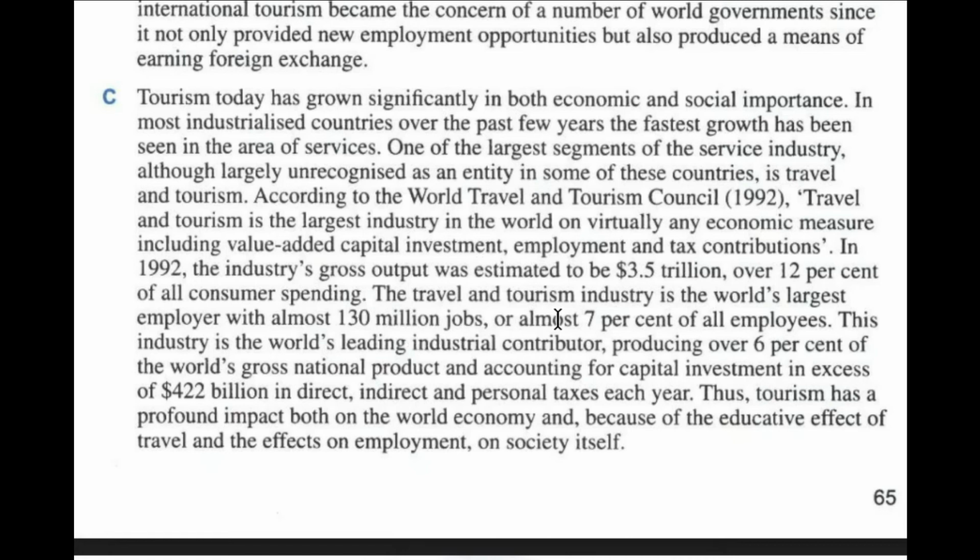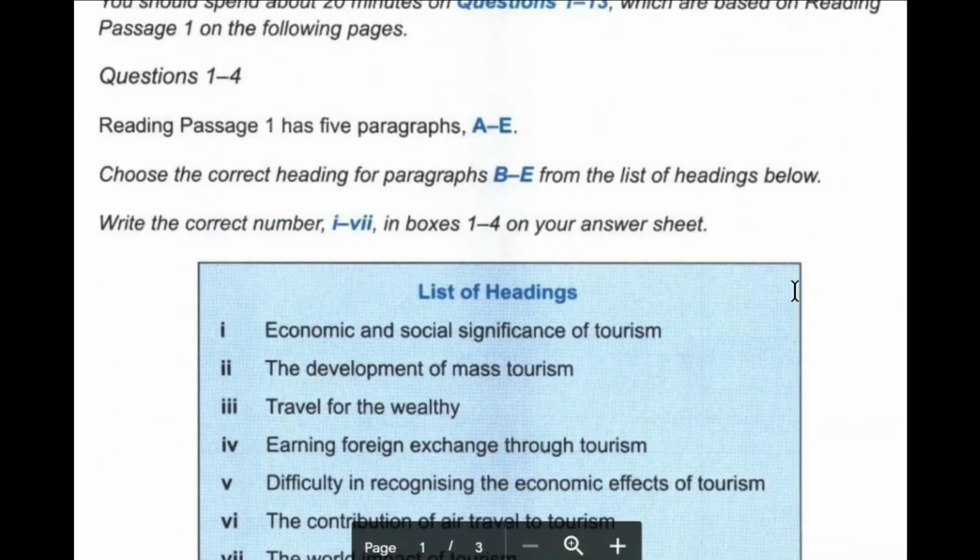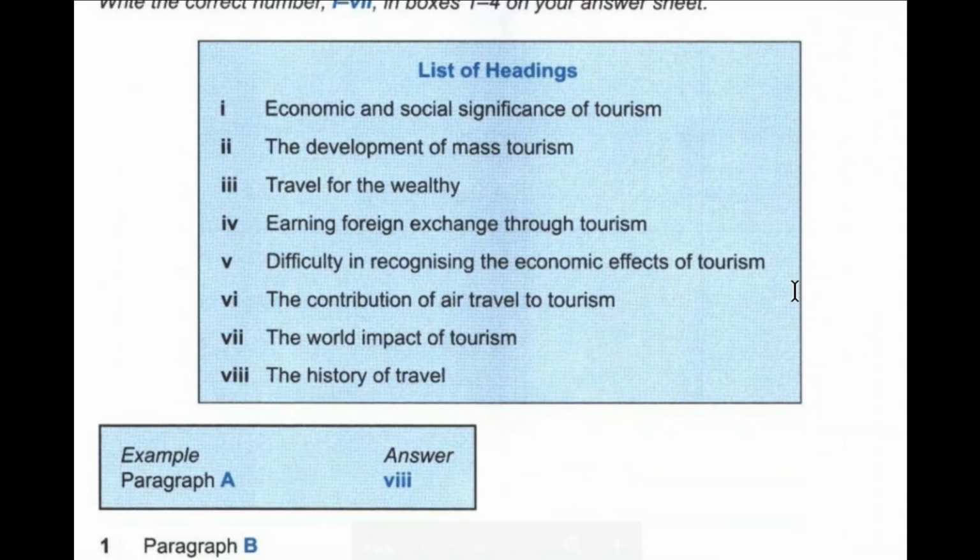Like million jobs, the travel and tourism industry is the world's largest employer with almost 130 million jobs. So the word is mentioned over here, but the World Travel and Tourism has nothing to do with the central idea of the paragraph. The central idea of the paragraph is going to be the significance or the importance of travel and tourism economically as well as socially. So that is going to be the very first heading. Remember that: economic and social significance of tourism.